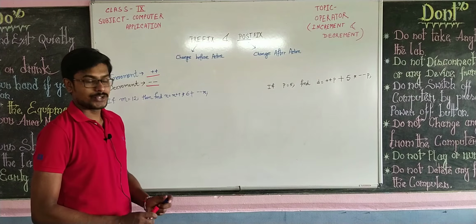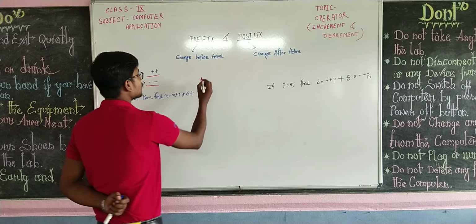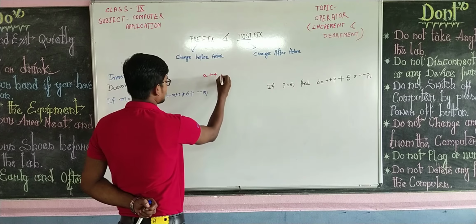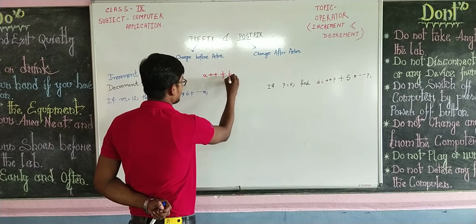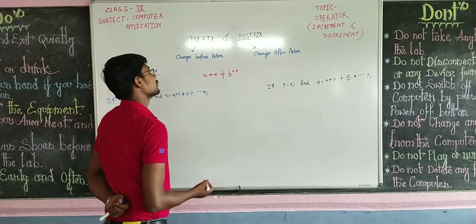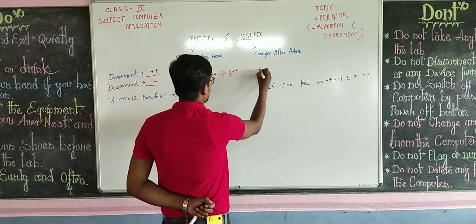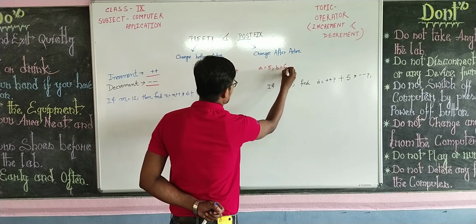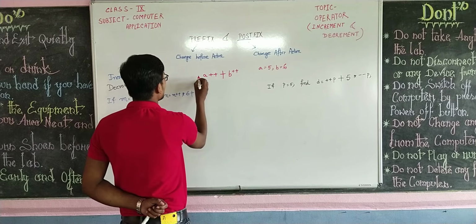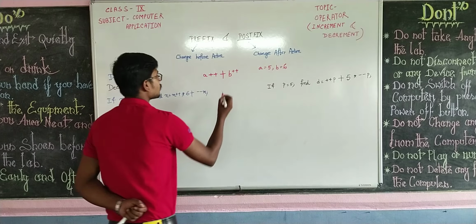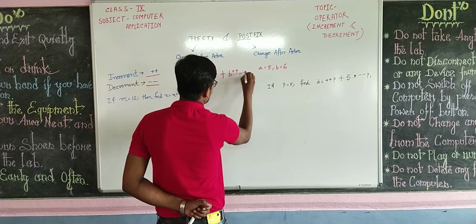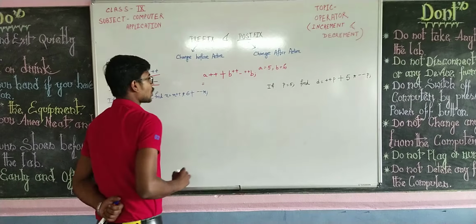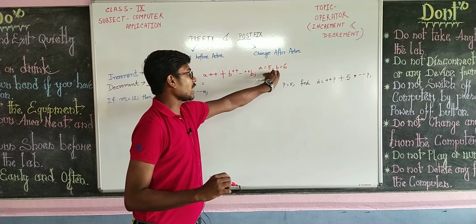What will change? Suppose you got A plus plus plus B plus plus. Initially you have A equals to 5, B equals to 6. Now this is the equation, you have to solve it using these two values.